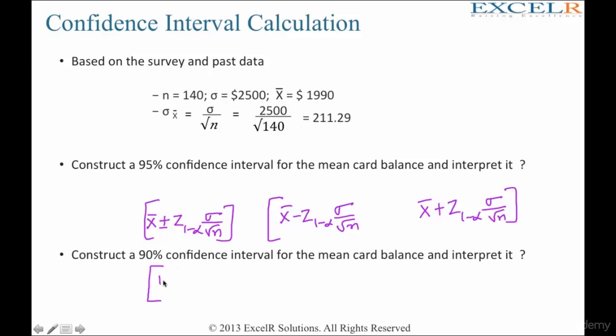So we need to just solve these values which are there in the case study. Average balance was given to us as 1990, so it is minus Z at 1 minus alpha. 1 minus alpha is given as 90% here. So Z at 90% is going to be 1.64. And sigma over square root n is already solved for us as 211.29. This will give you the lower range, and 1990 plus 1.64 multiplied by 211.29 would give you the upper range. And you can just solve that.